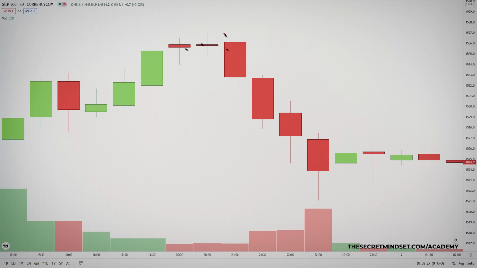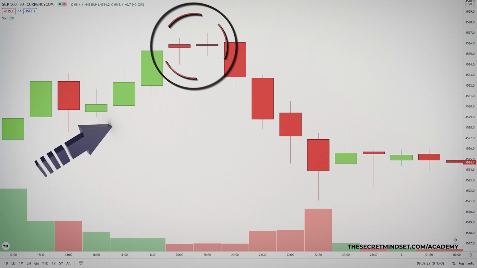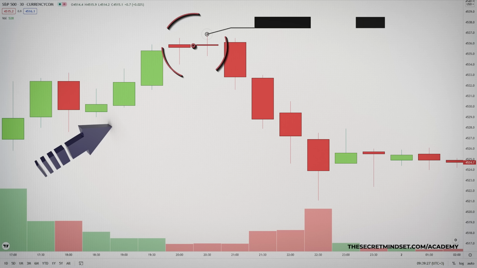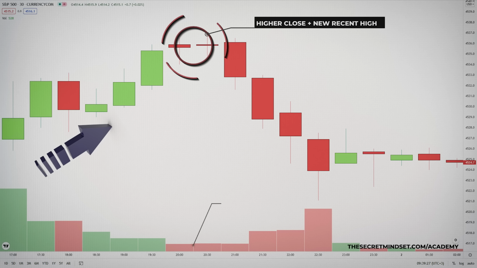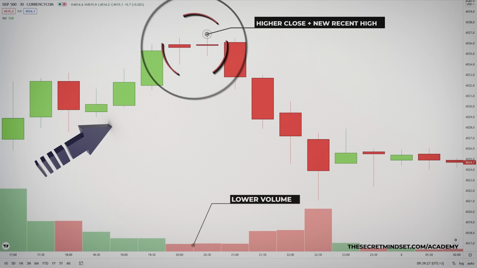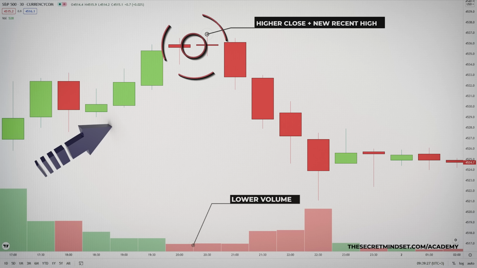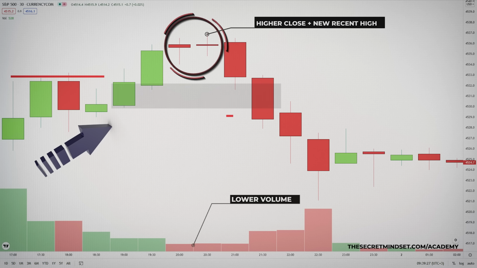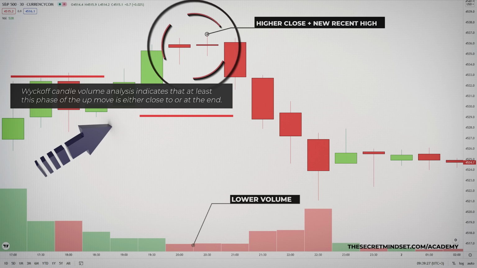Here's a 30-minute chart of the S&P. Preceding the two Dojis marked on the chart, you can see that the market has been in an uptrend. As the market moves up to the highest point, the amount of interested buyers is drying up. We know this because the volume is greatly reduced compared to the previous candles, even though the S&P is making a new recent high, and strong markets don't behave this way. This occurs at the top of the market, and when we apply Wyckoff candle volume analysis, the Doji indicates that at least this phase of the up move is either close to or at the end.